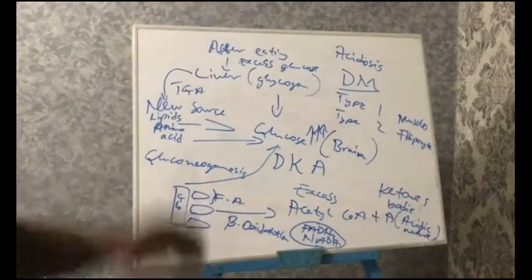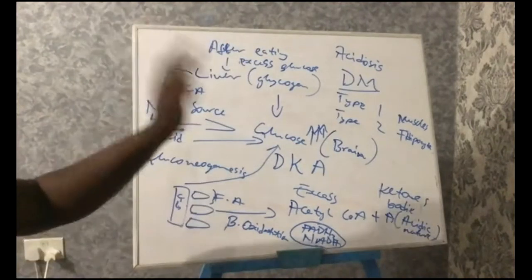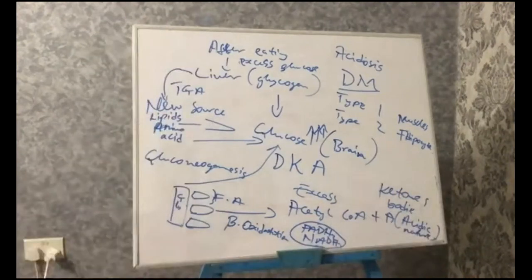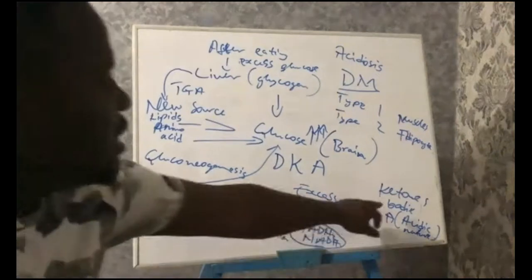So in the question, they are saying someone is having diabetes and it has led to excess production of acid into the blood, or maybe lower blood pH. What product has led to the lowering of the blood pH or the acidosis? And the product that will lead to the lowering of the blood pH is the ketone bodies.